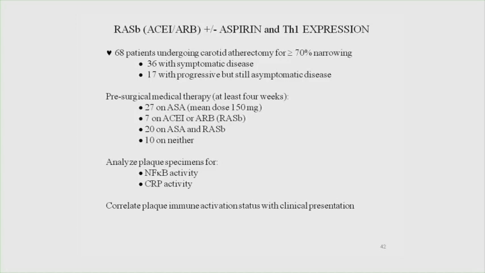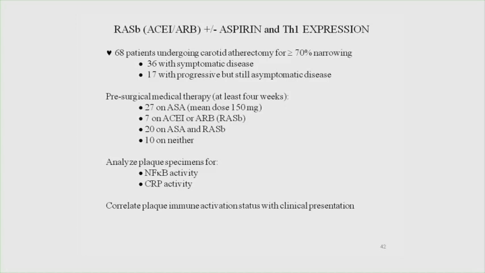Let's talk about the use of angiotensin-converting enzyme inhibitors and or angiotensin receptor blockers. We'll call those blockers of the renin-angiotensin II system, plus or minus aspirin on Th1 expression. 68 patients undergoing carotid endarterectomy, they all have at least a 70% narrowing, so you're going to scoop out the plaque and look at it. 36 have symptomatic disease. Their plaques are activated, they're inflamed. 17 have slowly progressive but still asymptomatic disease. Those are going to be stable, fibrous plaques without immune system upregulation.